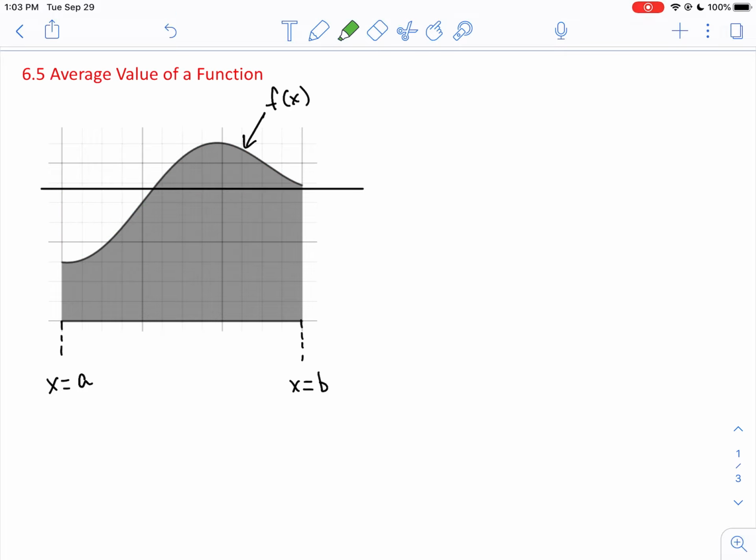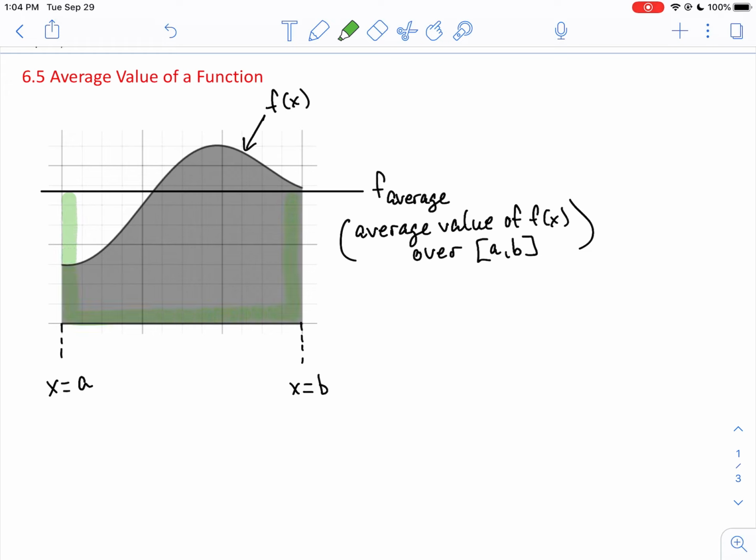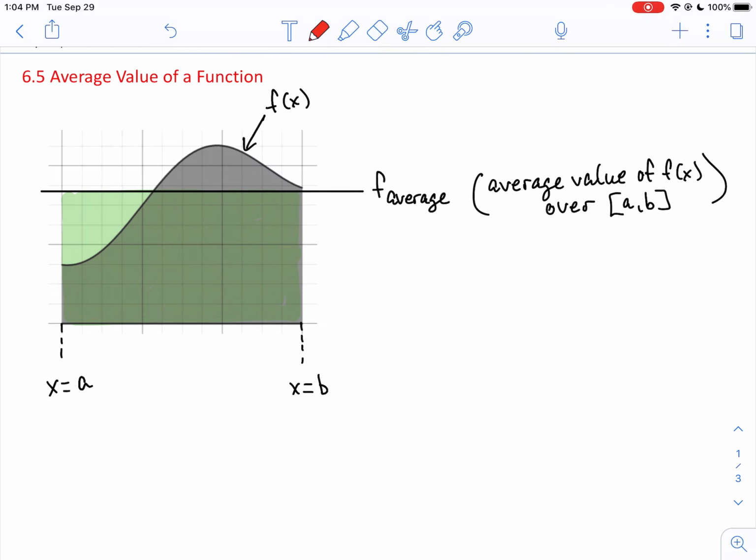Well, the key to this is finding out where that height is. We're going to call this the average value of f. So I'm going to write f sub average. Or in words, this is the average value of f over the interval from a to b. So I'm going to stress the area of this rectangle. And that green shaded rectangle should have the same area as the original gray area. Well, as far as the box is concerned, the dimensions of this box, that height is called the f average, f sub avg. How wide is the box? Well, we just do the difference of the x coordinates, b minus a, and we'll get that width.